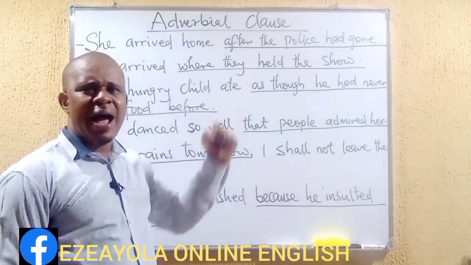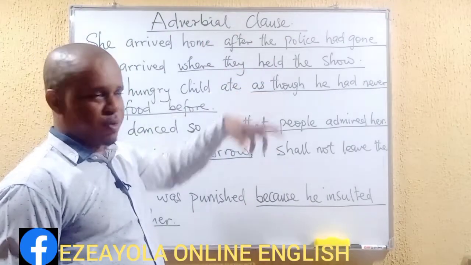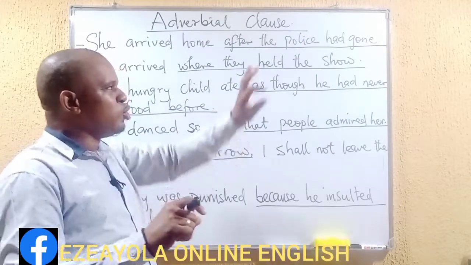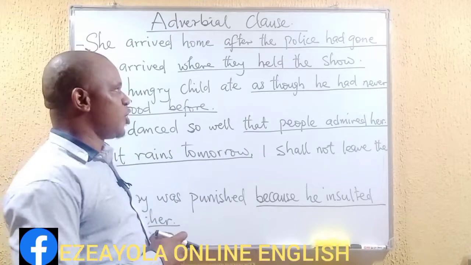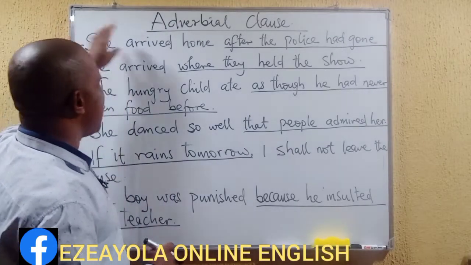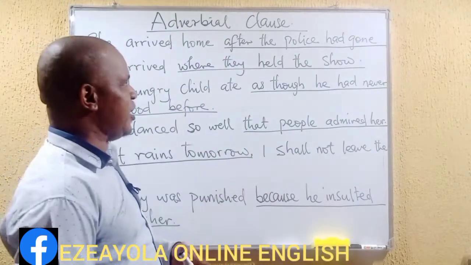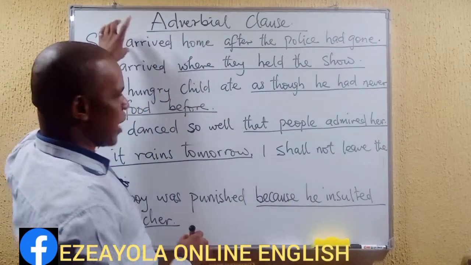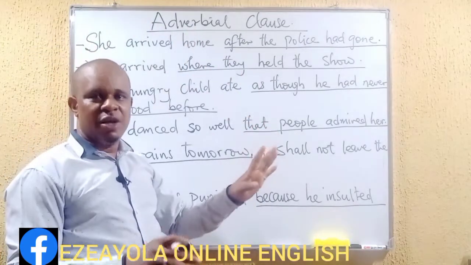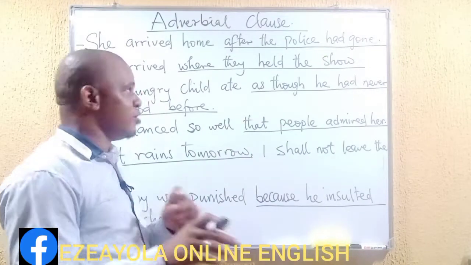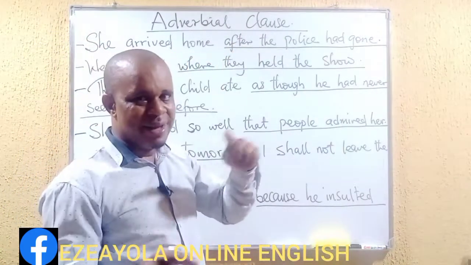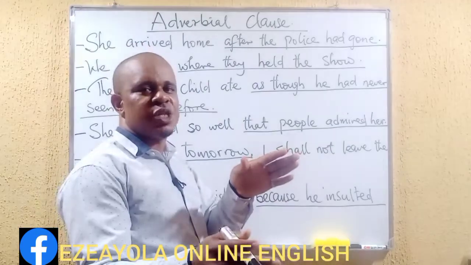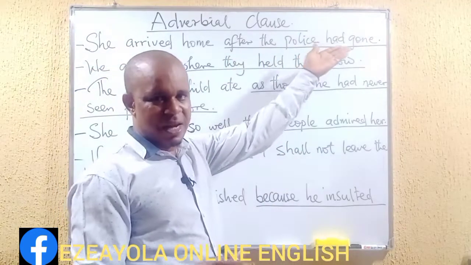Now, when we look at the board this morning, under adverbial clauses, we have already established expressions, and we have underlined part of the expressions, and we want to take our time to single out the points we need to emphasize. The first one says, she arrived home after the police had gone. Now look at it. This is a complete sentence. You notice that part of the expression has been underlined: after the police had gone.